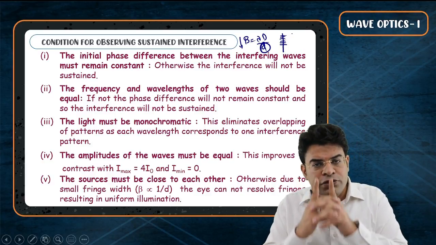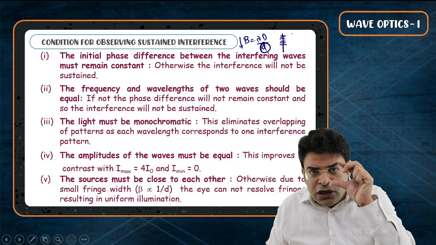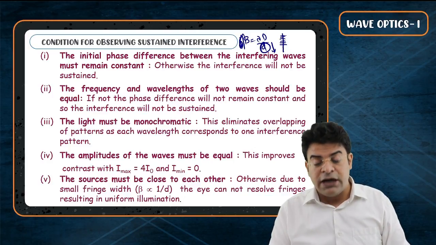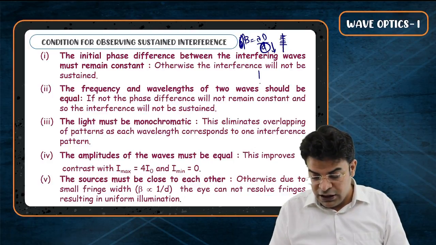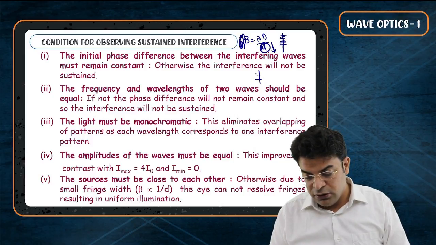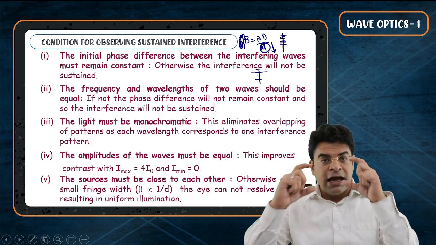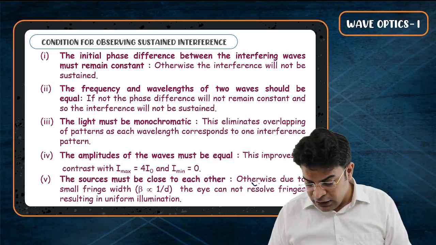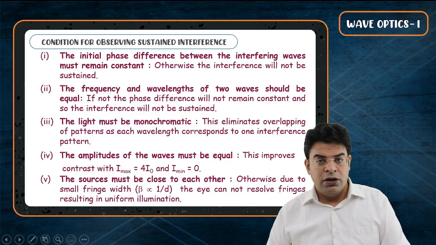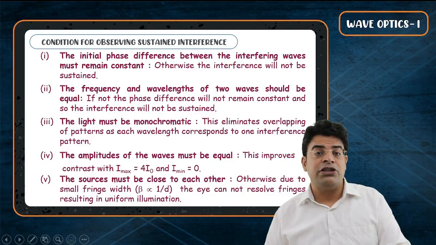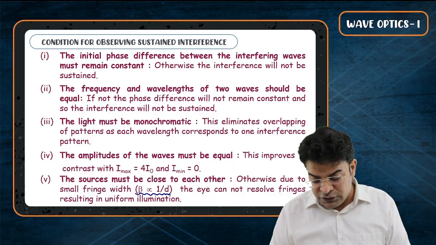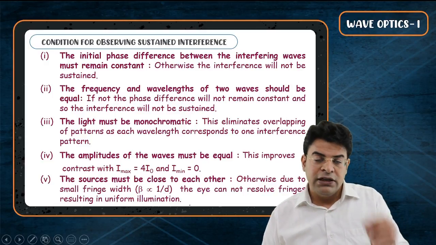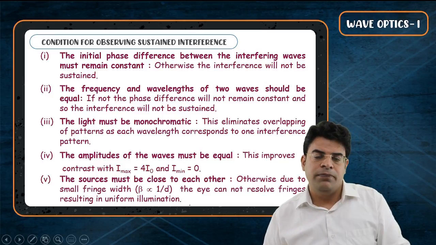So beta, to observe the fringes clearly, the separation between the slits should be small. If d is small, then the fringe width will be large, and you will be able to see clearly a bright, then a dark, then again a bright, then again a dark, because the gap between two successive brights will be more. So the sources must be close to each other. Otherwise, as the fringe width is inversely proportional to the separation between the slits, due to small fringe width the eye cannot resolve the fringes, resulting in uniform illumination. That's why beta, d should be small.